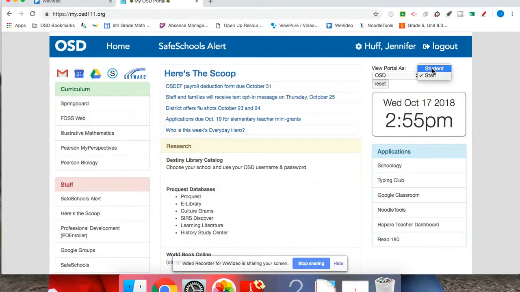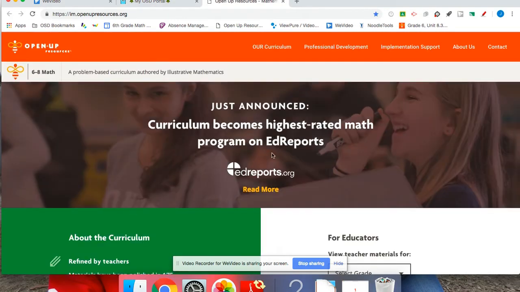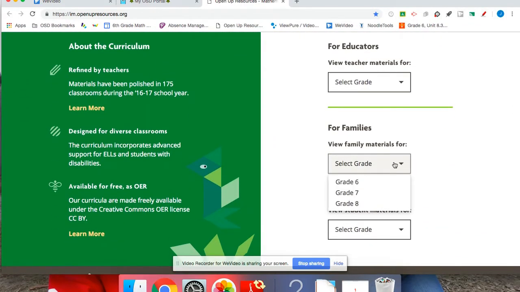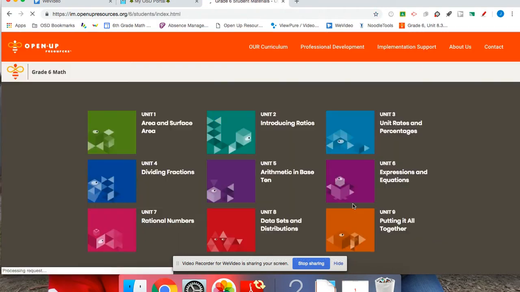and the portal looks like this from the student perspective. Over here on the left-hand side, there is a tab that says Illustrative Mathematics. That is our math curriculum. When you scroll down, this is where you can get family information if you click right there on grade 6. But this video is about how to get the practice problems or the homework that was assigned if you don't have the handout. So student materials, select the grade 6.